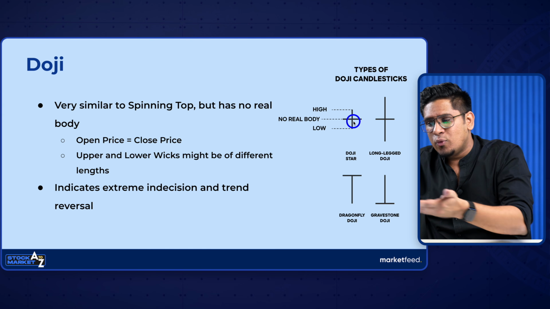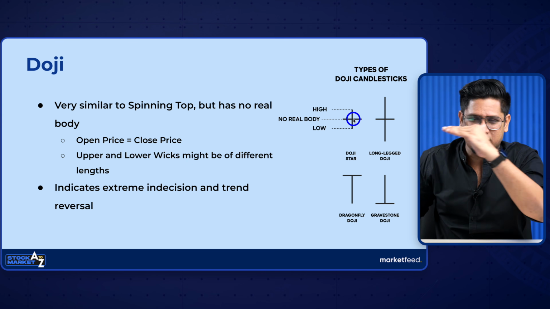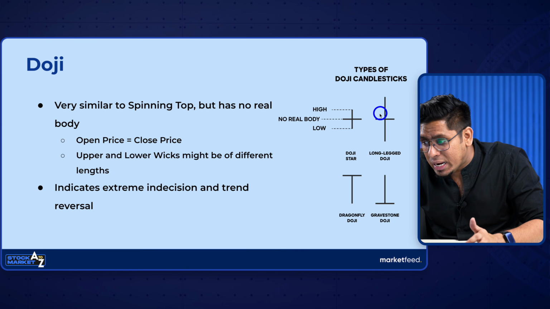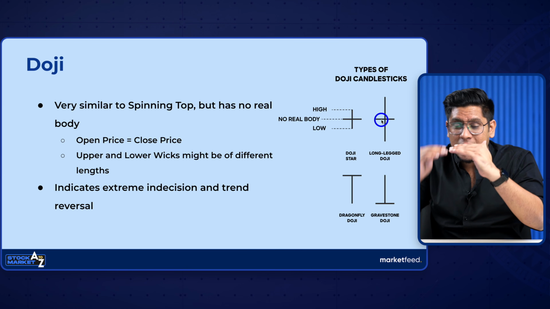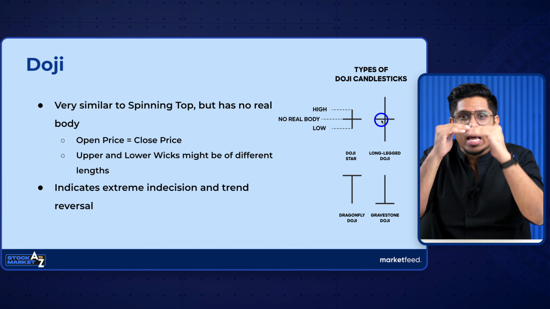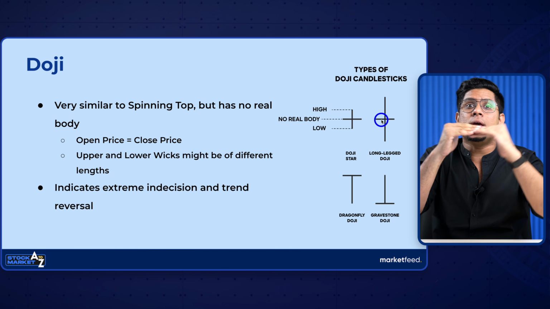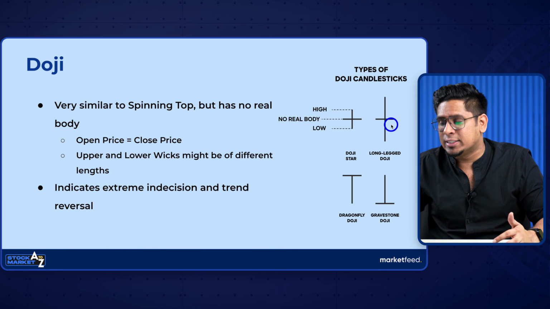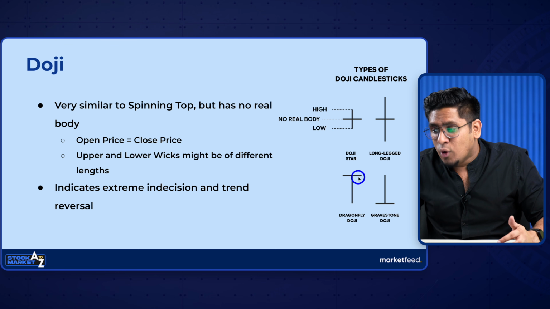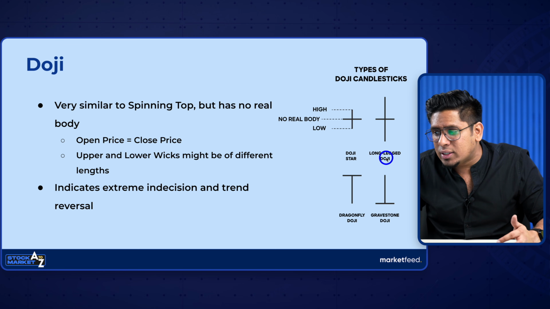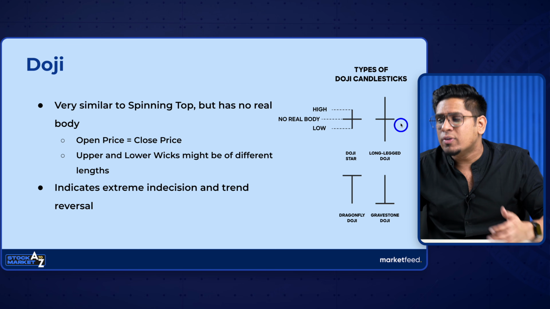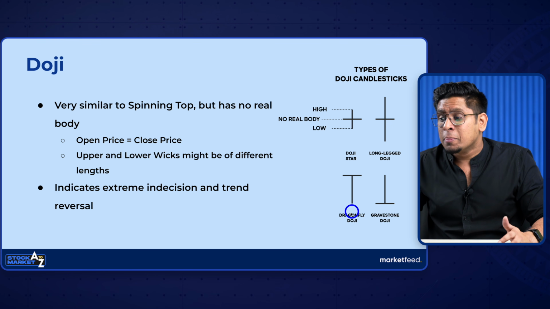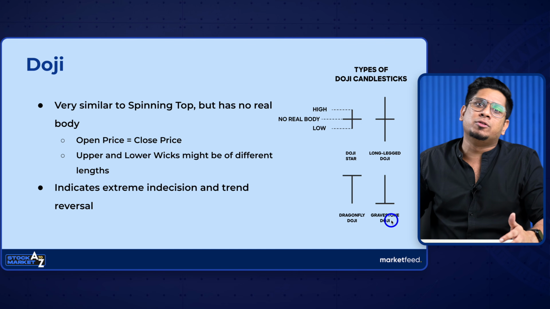Now, depending on where the body is, which is just a single line, because that is what a doji is, right? A doji wouldn't have a body at all because the open and the close are exactly at the same price. There wouldn't be a green or a red body. There would just be a black horizontal line just like this. Now, depending on where the horizontal line body is and what types of wicks they have, there are different types of doji also: doji star, long leg doji, dragonfly doji, and gravestone doji.